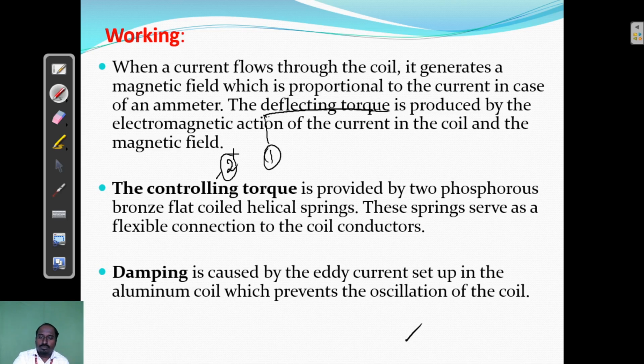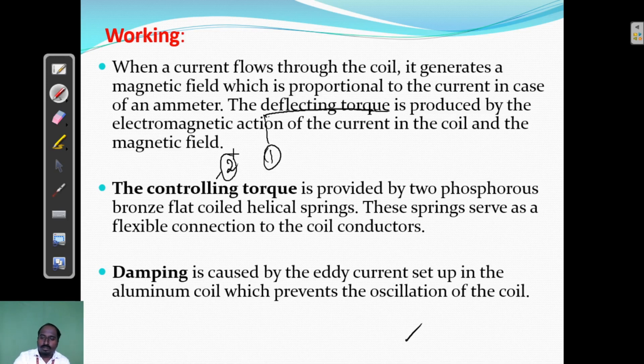Next, the coil moves inside the magnetic field, but it should stop at a position. We should control the torque. So the controlling torque is provided by two phosphorus bronze flat coil helical springs. As I have said, there are two springs, one at the top and another one at the bottom. These springs serve as a flexible connection to the coil conductors.